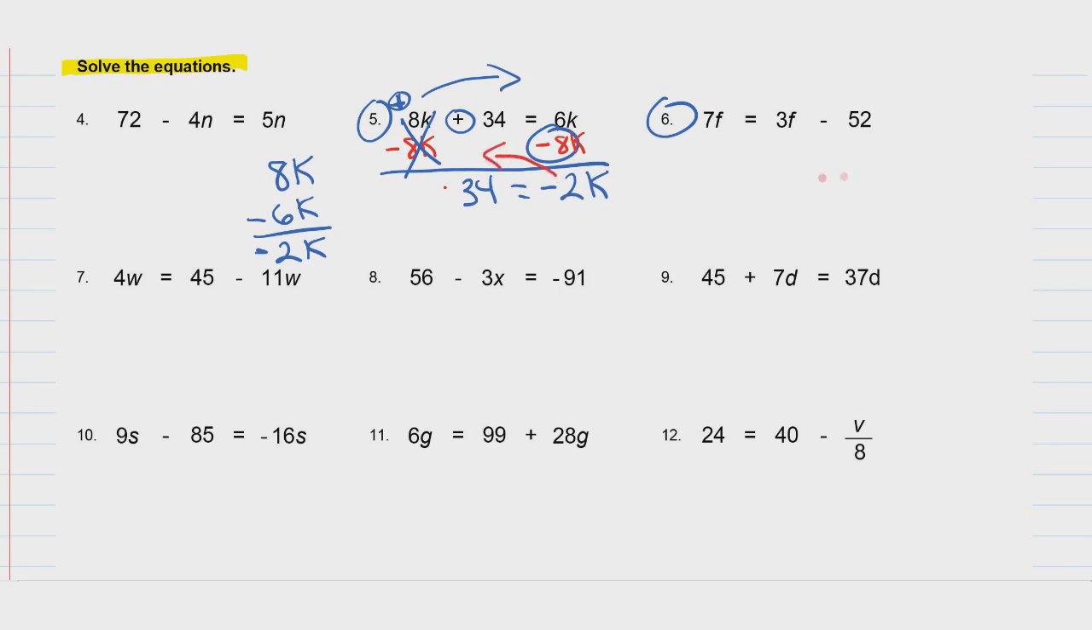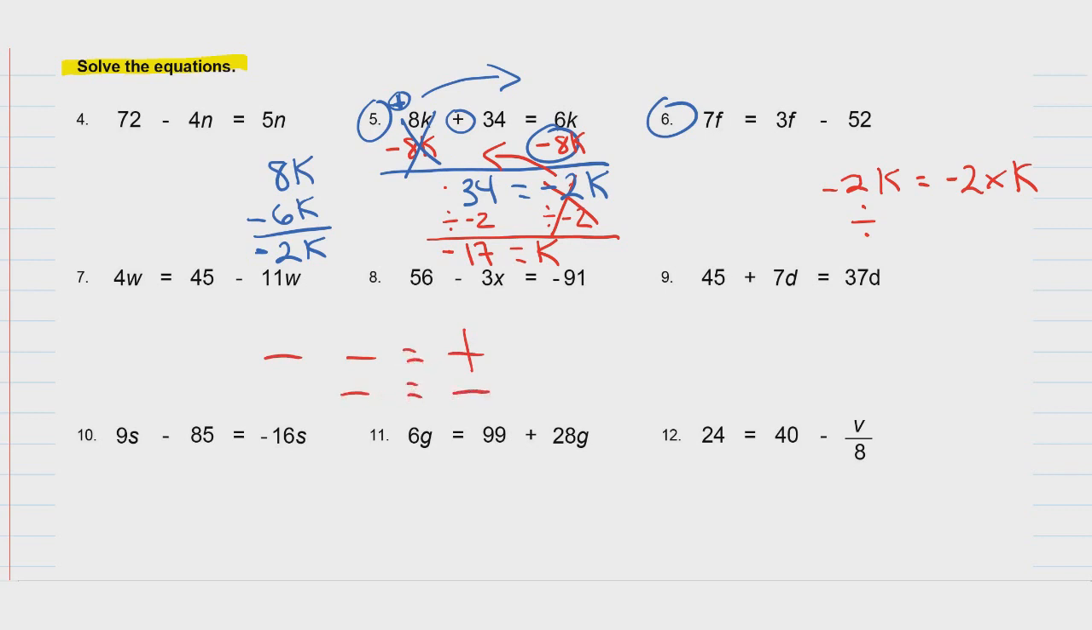And we just mentioned this a second ago. A negative 2k means negative 2 times k. So the opposite operation would be division. So we're going to divide both sides by negative 2. A negative 2 divided by a negative 2 will cancel each other out. So you're left with k. And 34 divided by 2 is 17. And since we only have one negative, it's a negative 17 for your answer. Remember, 2 negatives make a positive, but if you only have one negative, you'll be left with a negative for your answer.